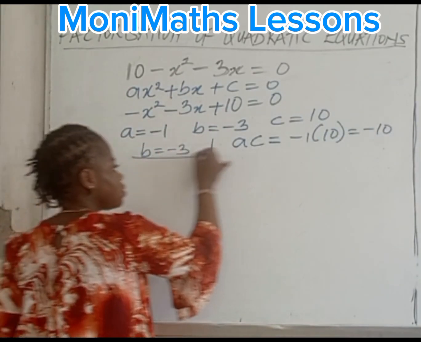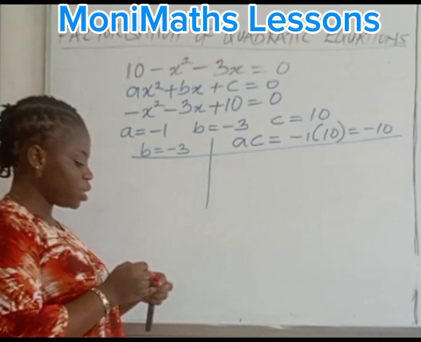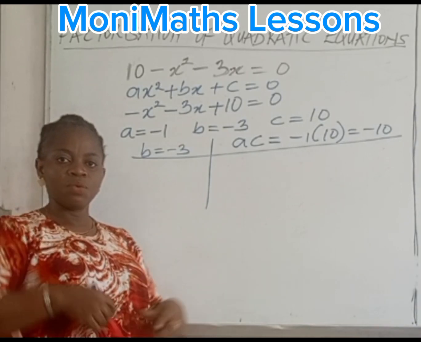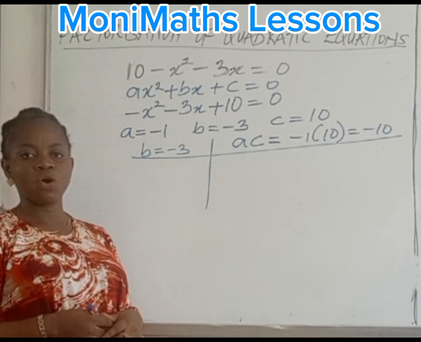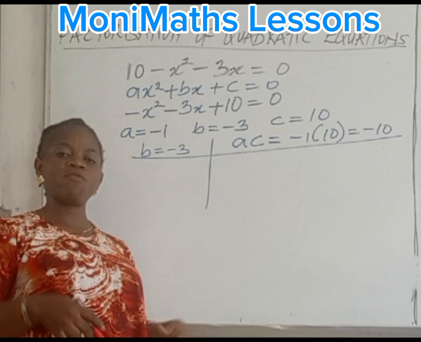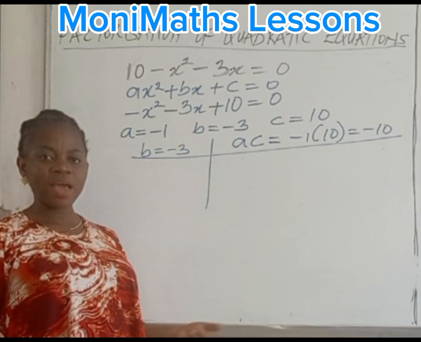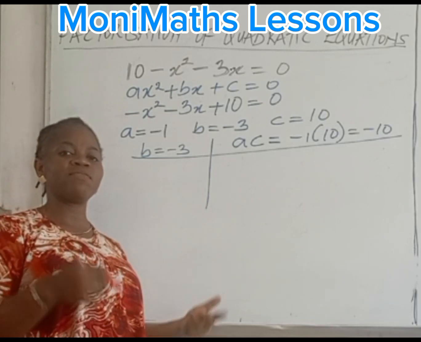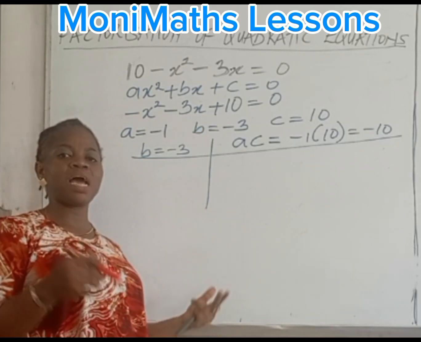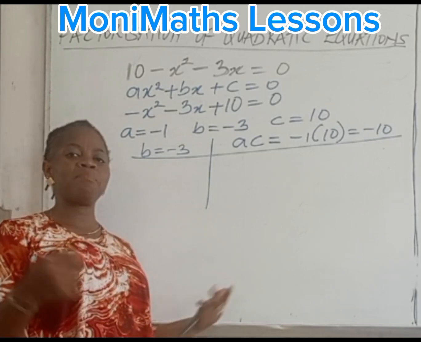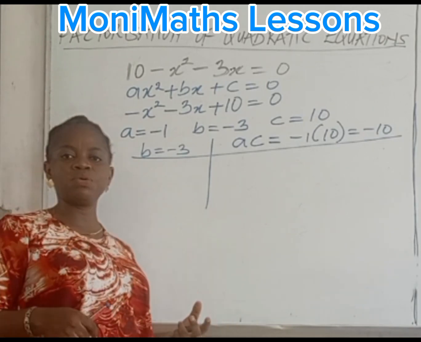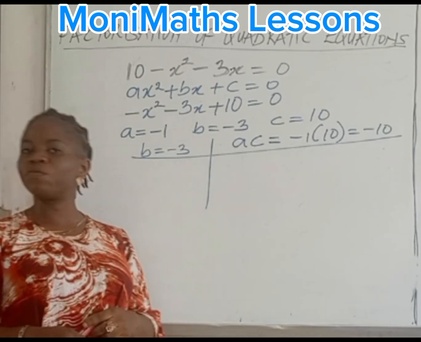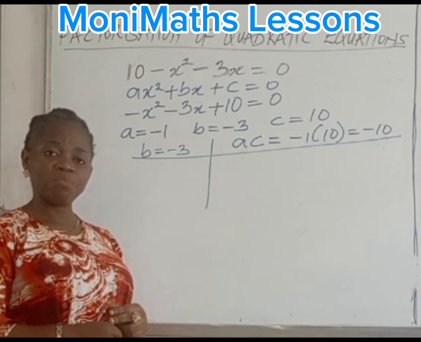So we need two numbers whose product will give us minus 10 and whose sum will give minus 3. We can start thinking about all the factors of 10. Factors of 10, I have 1 and 10. I have 5 and 2. It can be plus 5 and minus 2. It can be minus 5 and plus 2. It can be minus 10 and plus 1. It can be plus 10 and minus 1. So you try all the possible factors, finding the product, then finding out which of them will give a sum of minus 3.